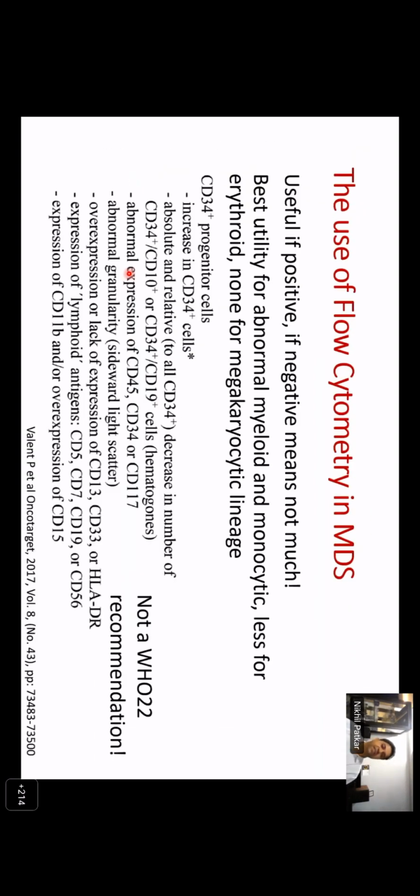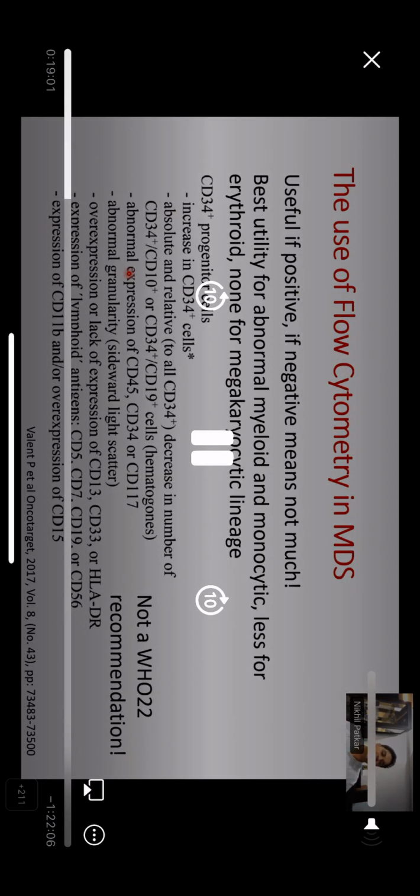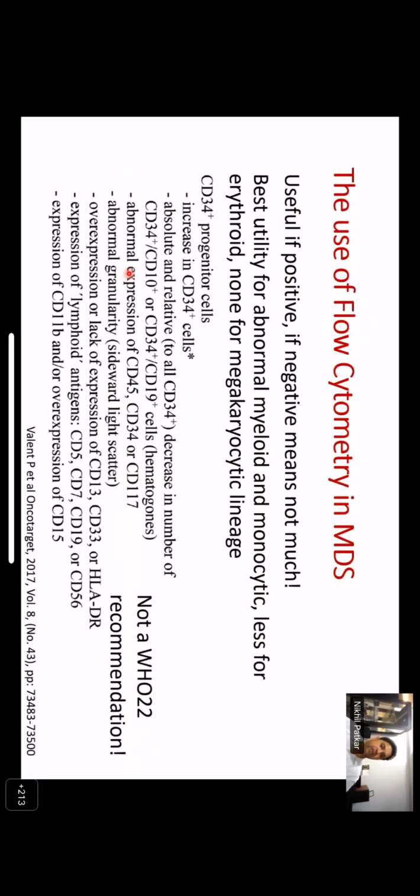When do we use flow cytometry in MDS? I will be showing cases with flow cytometry abnormalities, but it is still not a WHO 2022 recommendation. It is useful if positive, but if negative, it does not mean so much, because flow cytometry can only look at myeloid and monocytic lineage. It can look at erythroid lineage, but with less specificity. There is no way as of yet to evaluate megakaryocytic cells.